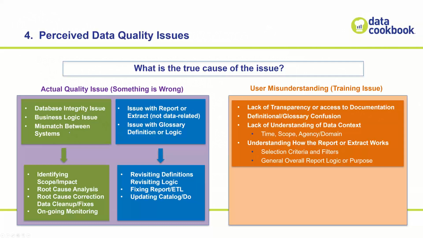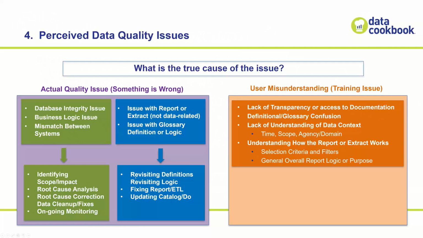data related problem, something's actually wrong with the data, identify the scope or impact of that, of the data that's incorrect. Do some root cause analysis, what's causing this data, root cause correction, like fix whatever that is. If you've got an integration or a data entry error or something, how do you avoid that continuing to happen? Do whatever sort of data cleanup or fixes need to be done, and then ongoing monitoring of that.